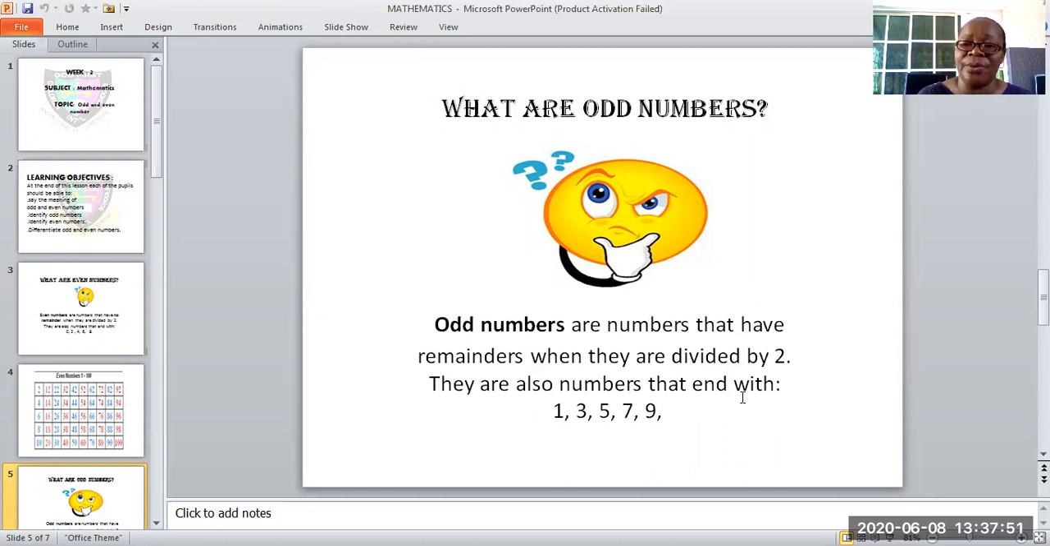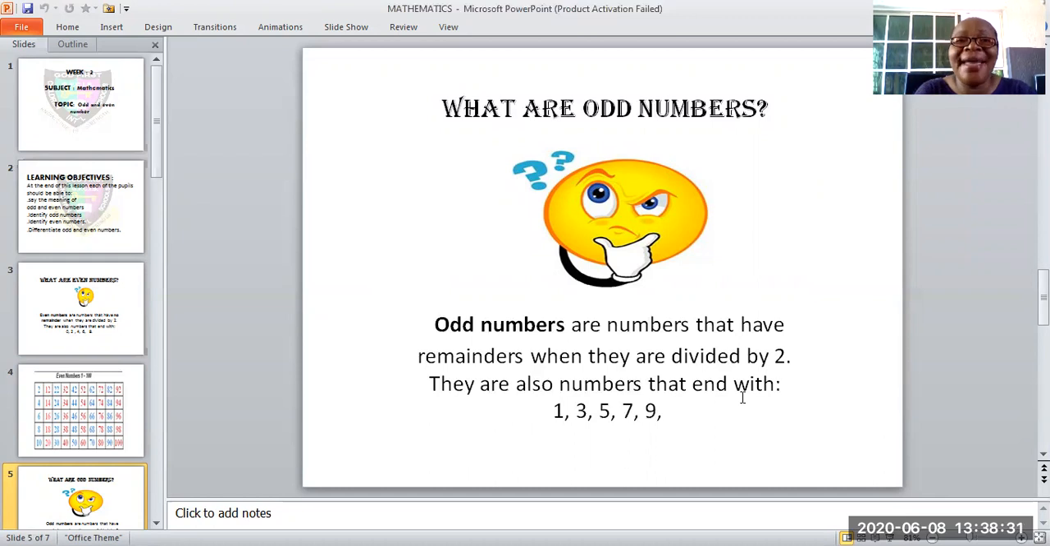Here we are talking about odd numbers. Odd numbers also end with 1, 3, 5, 7, and 9. Are we together? Do you understand? Beautiful. Remember, odd numbers are numbers that, when divided by 2, have remainders. Even numbers do not have remainders. These are the end numbers of odd numbers: 1, 3, 5, 7, and 9.